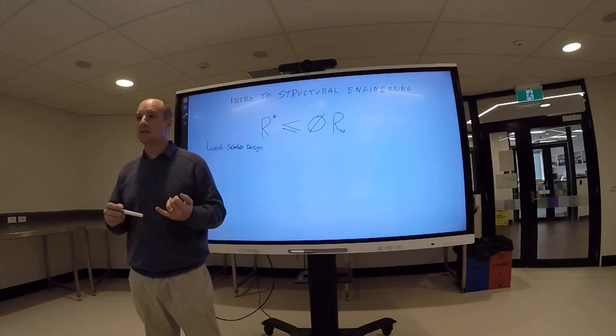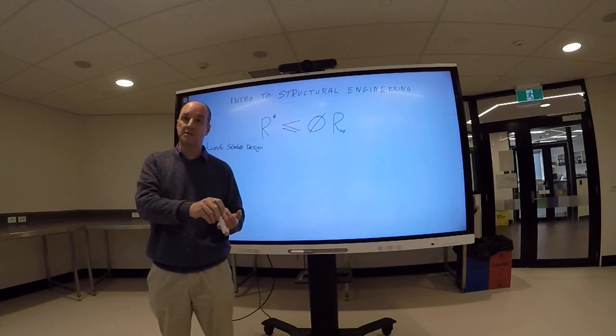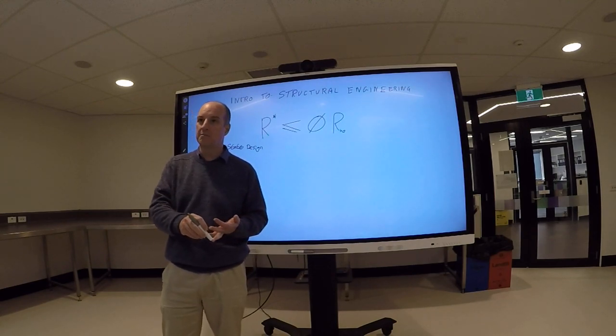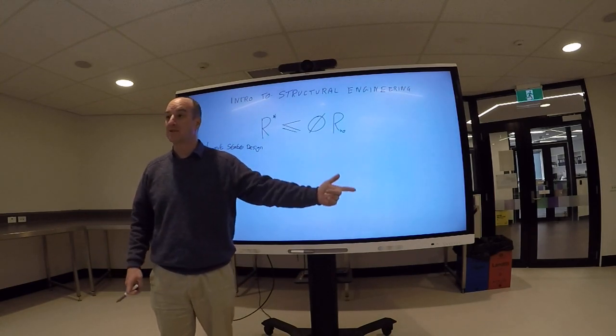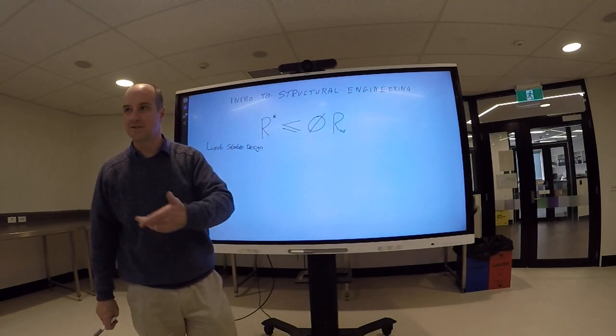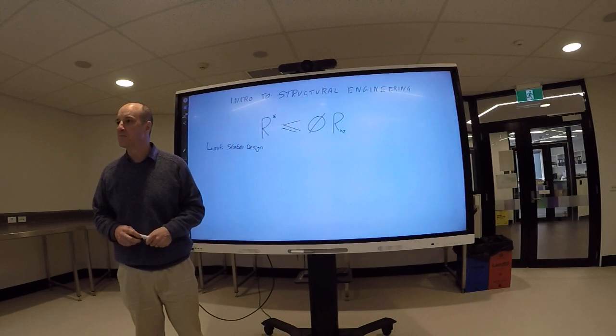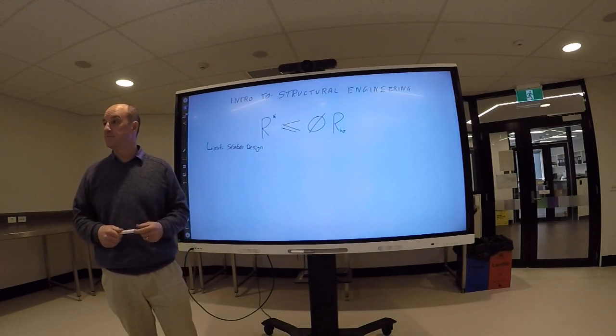So sometimes things will fail in serviceability before they fail in strength. Sometimes things will fail in strength first. If something fails in strength, it will automatically fail serviceability. Okay, that's kind of obvious. If it's fallen over, it's no longer serviceable anyway. All right, does that make sense?